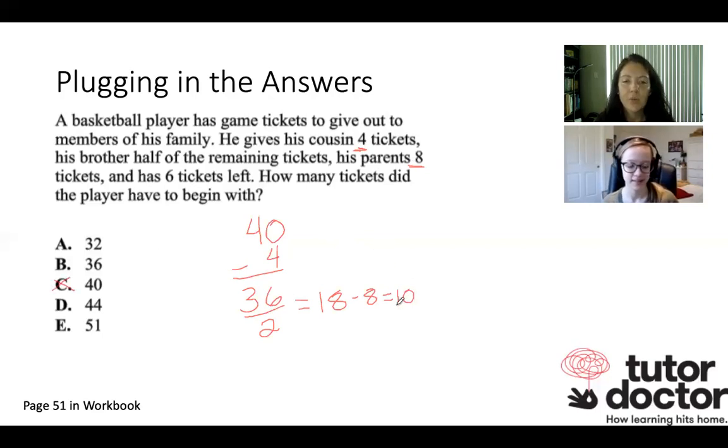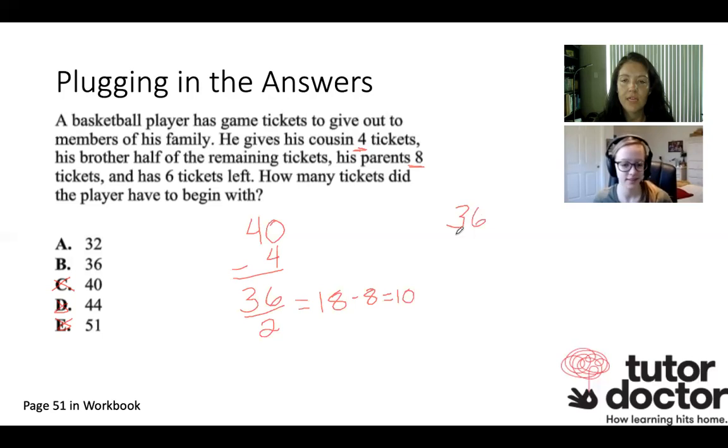Now, was 10 too big or too small? It was too big. So what else can we get rid of? It's D and E. Perfect. So that really quick narrows down our answer choices, right? So which one would you like to try next? B, 36. All right.